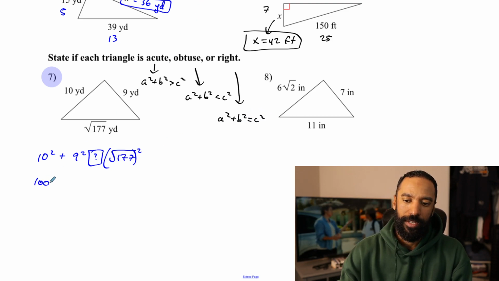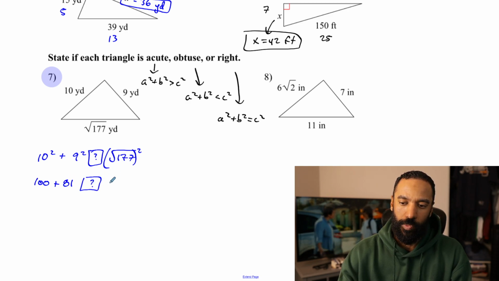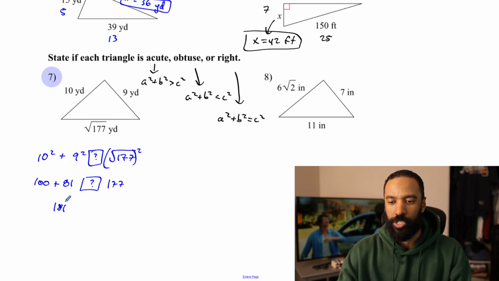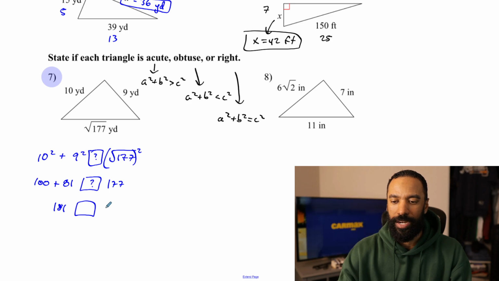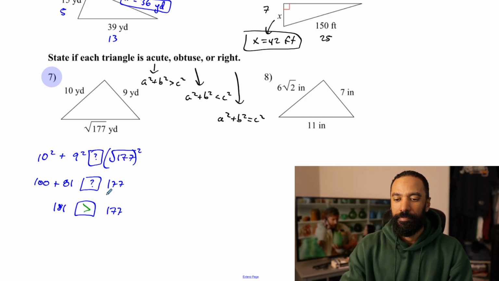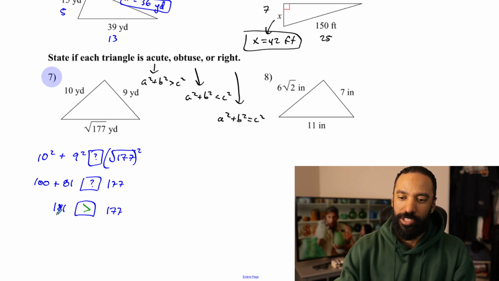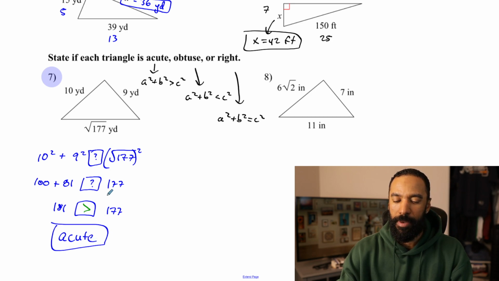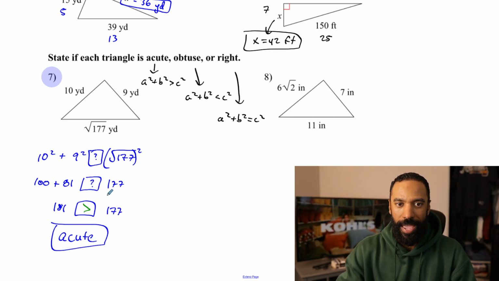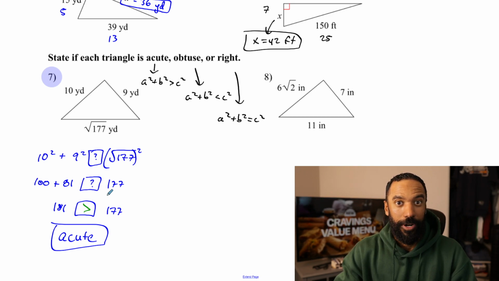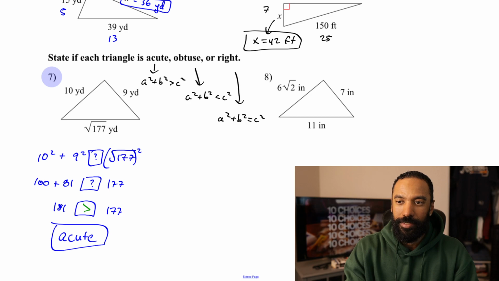10 squared is 100, 9 squared is 81, and root 177 squared, of course, is 177. And please get down to the final simplified portion. Don't just assume. 181 is indeed not much, but greater than 177. If a squared plus b squared is more than c squared, then your triangle is acute. Not by much, but enough. No angle is 90 degrees or more.